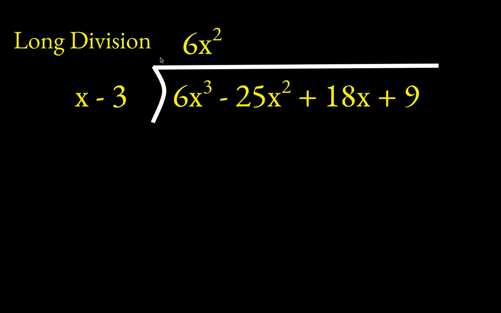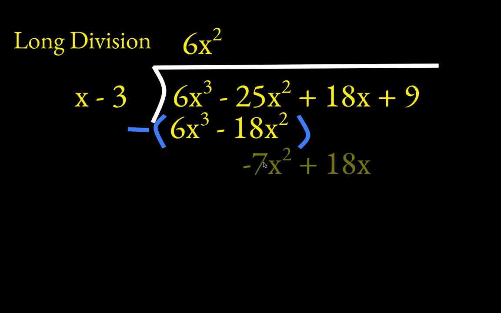Now let's multiply 6x squared by x, and you get the 6x cubed. And 6x squared times negative 3 would give you negative 18x squared. And like you do with long division with numbers, you then subtract that thing that you just made from the expression above. By design, the 6x cubes go away, and you have minus 25x squared, and then minus a minus 18x squared. So that's going to leave us with a minus 7x squared.